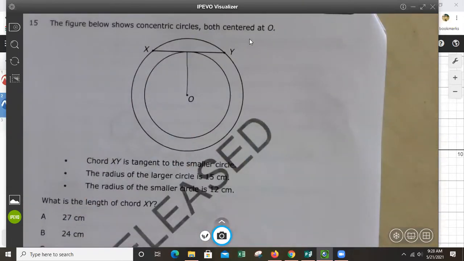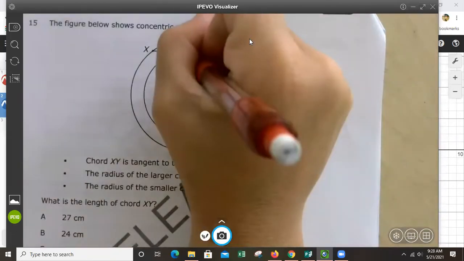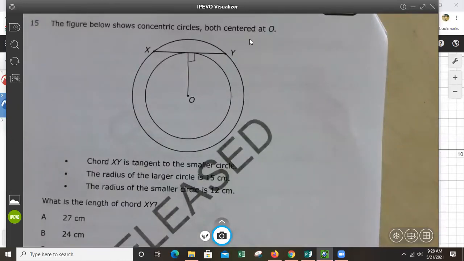What's the point of making this? What's the point of making a T? What's special about a T in geometry? I don't know if they're the same length. What do they make when they come together? Not 180. You're close. 90. They make a 90-degree angle. Why is that important? Because then it tells you the radius of the larger circle.